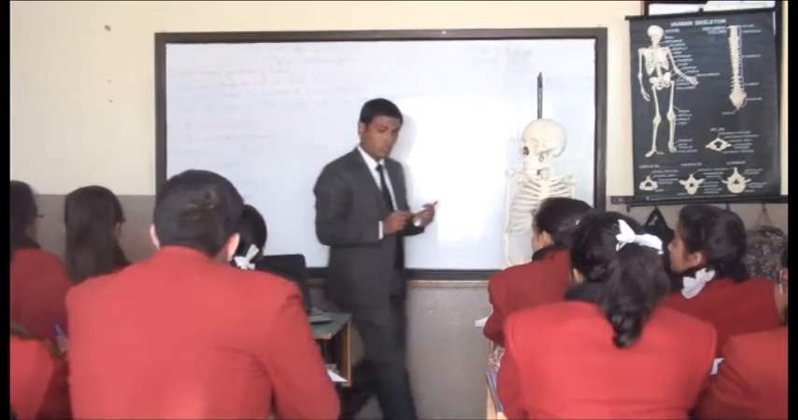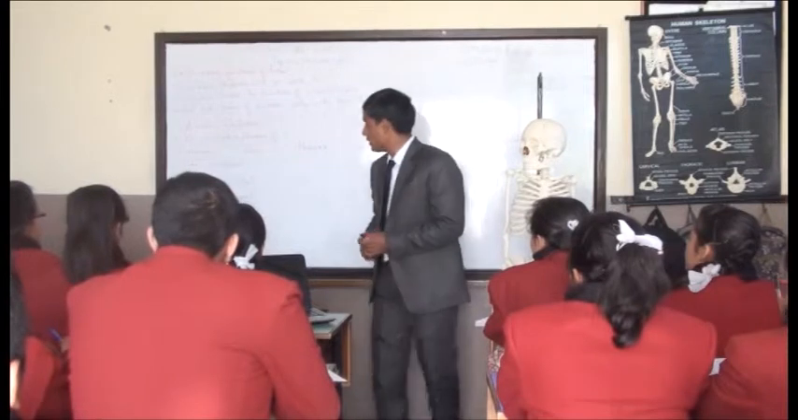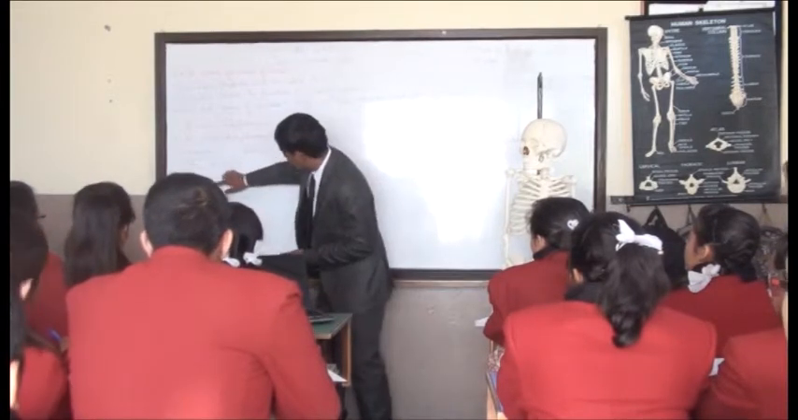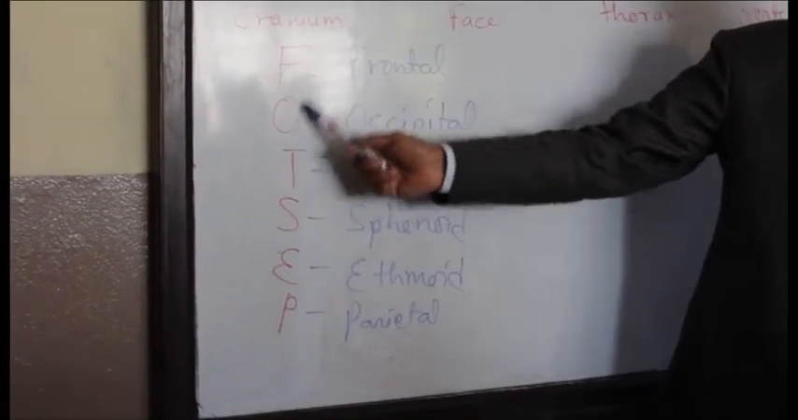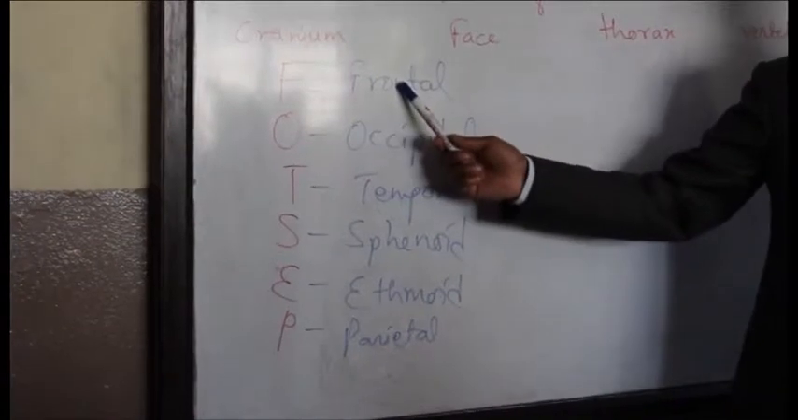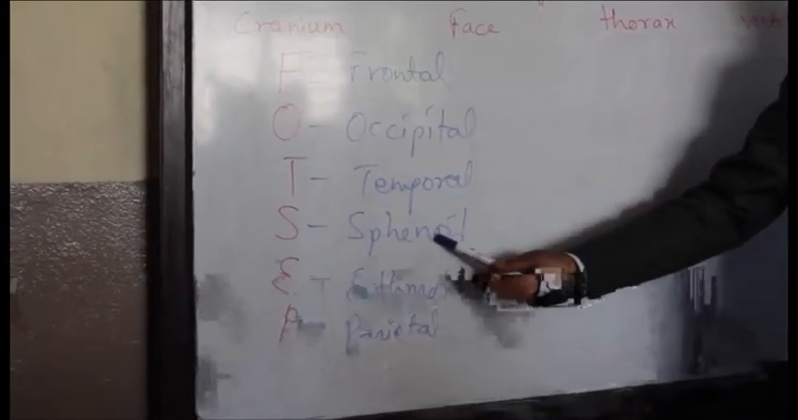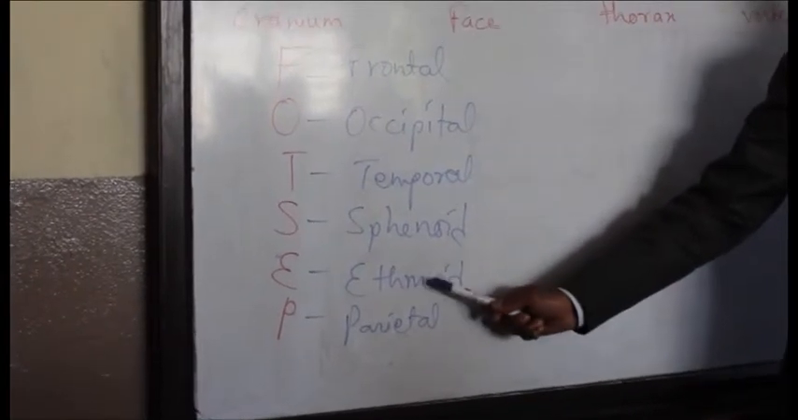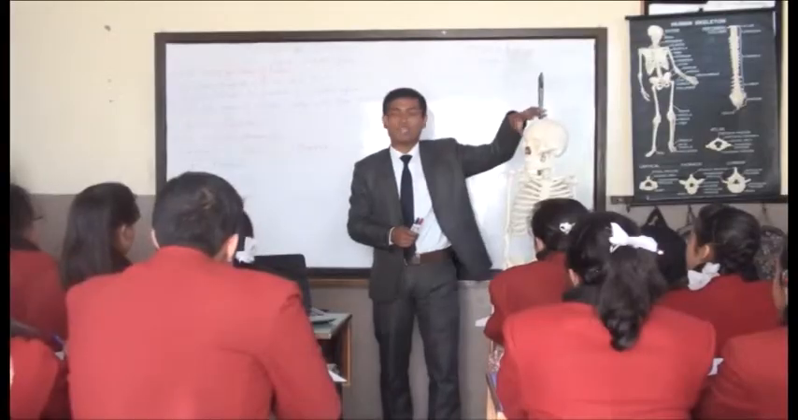Now what I want you to do is repeat those names with me, so that will be easier for you to remember. First the combination. Forceps. F-O-T-S-E-P. Frontal. Occipital. Temporal. Sphenoid. Ethmoid. Parietal. Very good. These are the bones of our cranium.